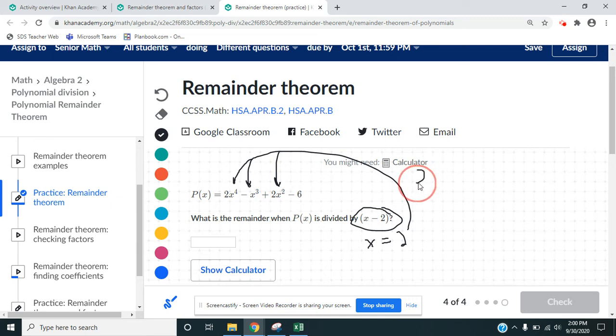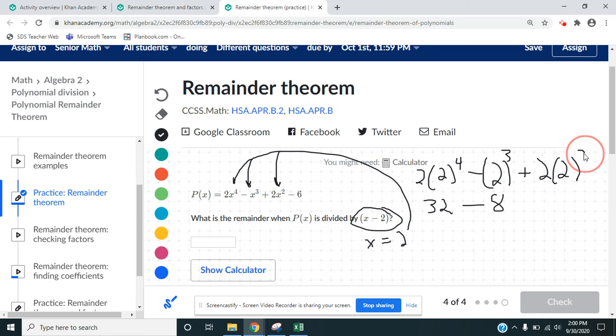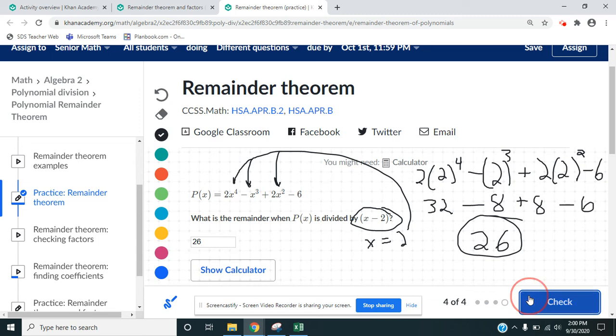Make sure you do exponents first. So first one, 2 times 2 to the fourth. 2 to the fourth first, that's 16 times 2 is 32. 2 to the third, I like to use parentheses around that, that's 8. Plus 2 times 2 squared, well, that's actually the same as 2 to the third. There's 3 2's there. So that's also 8. And this is minus 6 at the end. So we end up with 26 here once we compute all that. And that's our remainder. That's the remainder theorem. Super awesome.